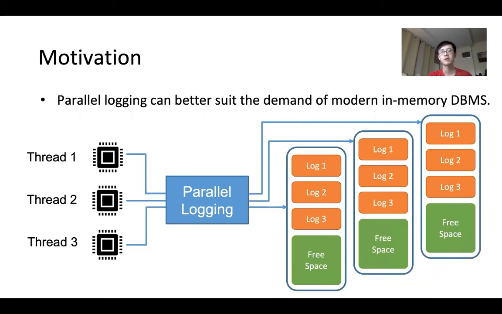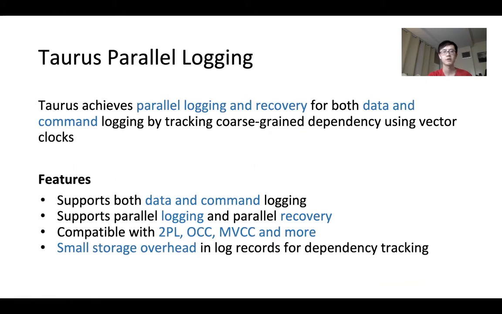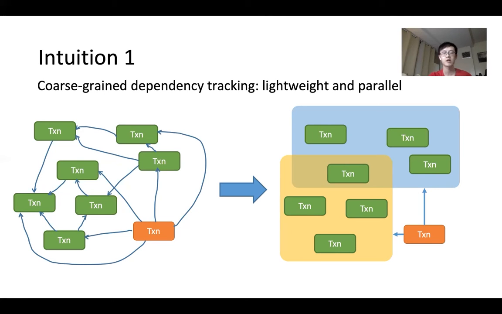But in contrast, parallel logging can better suit the demand of modern in-memory databases. So Taurus achieves parallel logging and recovery for both data and command logging by tracking coarse-grained data dependency using vector clocks. Transactions come at different times and form very complicated dependencies among each other. Especially, a single transaction might depend on a number of other transactions.